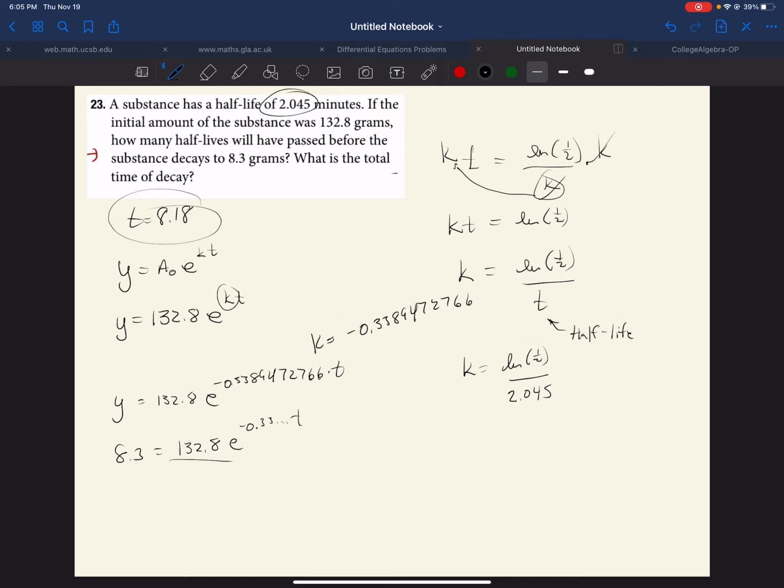First thing I'm going to do is divide both sides by 132.8. Those cancel, and I get 8.3 divided by 132.8 equals e to the negative 0.33 ... t. Now I'm going to ln both sides, and I'm going to cheat a little bit, so I'm going to just put it here, but that's because I've told you. And when I do that, those cancel. That was the motivation for doing it. So I now have the ln of 8.3 over 132.8 equals this negative 0.33 dot dot dot t. So all I have to do is divide by the negative 0.33 dot dot dot, and that's gone, and it will be the answer for t. So there I've solved for t.